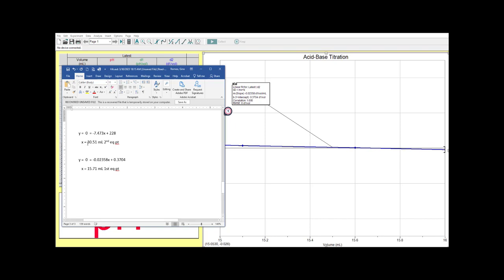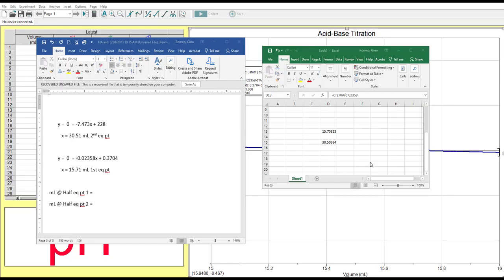So we're going to use these two volumes to help determine what our half equivalence point volumes are. Once we do that, we could determine the corresponding pH at those half equivalence point volumes.